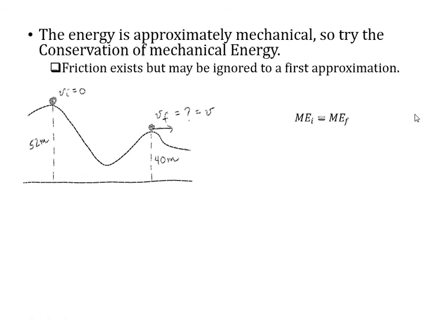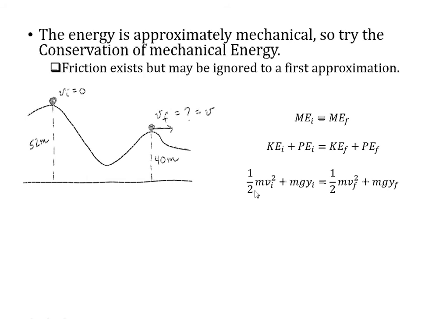Kind of got ahead of myself here. Mechanical energy initial is going to equal mechanical energy final. As the object is in motion, there's kinetic energy. It also has a vertical aspect to it, so the gravitational potential energy is going to show up. The sum of the kinetic plus the potential at the initial time is going to equal the sum of the kinetic and the gravitational potential at the final time.